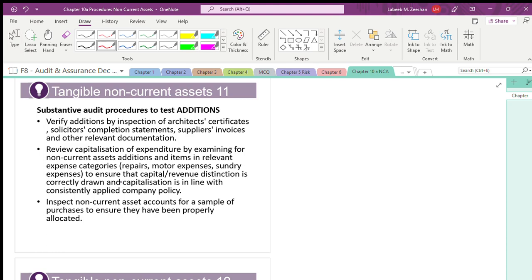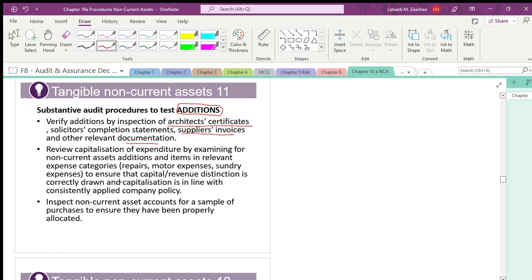Verify in terms of what? In terms of additions. Definitely it will be there. Any additions in terms of buildings. In terms of buildings specifically, what do you have to get? You have to get the architect certificate, the engineer certificate, the completion certificate. You have to get the supplier invoices and any other documents.